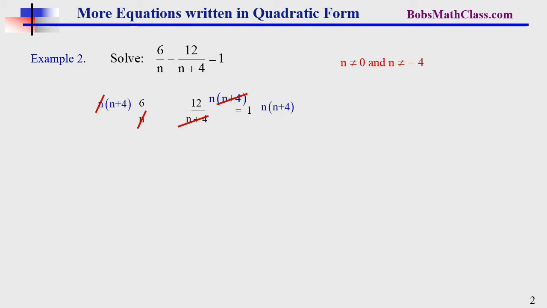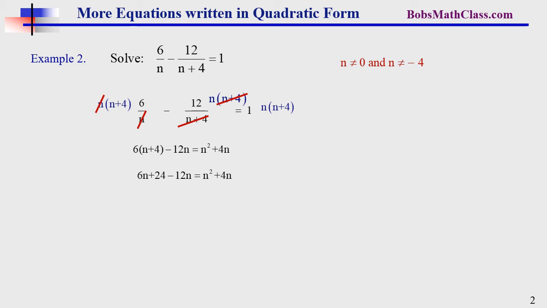Okay, on the right, 1 times n plus 4, nothing cancels, so you're just going to have to distribute that n. So distributing the 6, we get 6 times n plus 4 minus 12n equals n squared plus 4n. Okay, distribute the 6. So 6n plus 24 minus 12n equals n squared plus 4n.